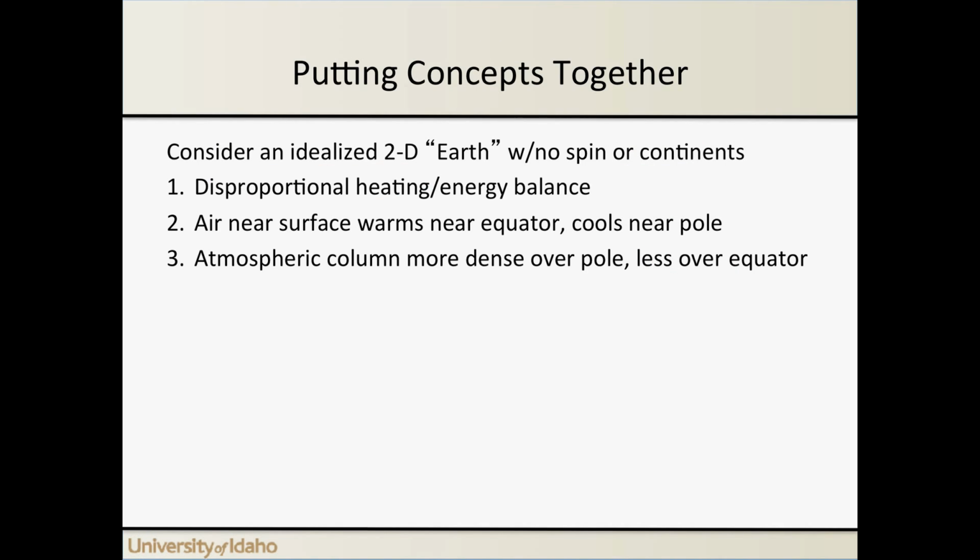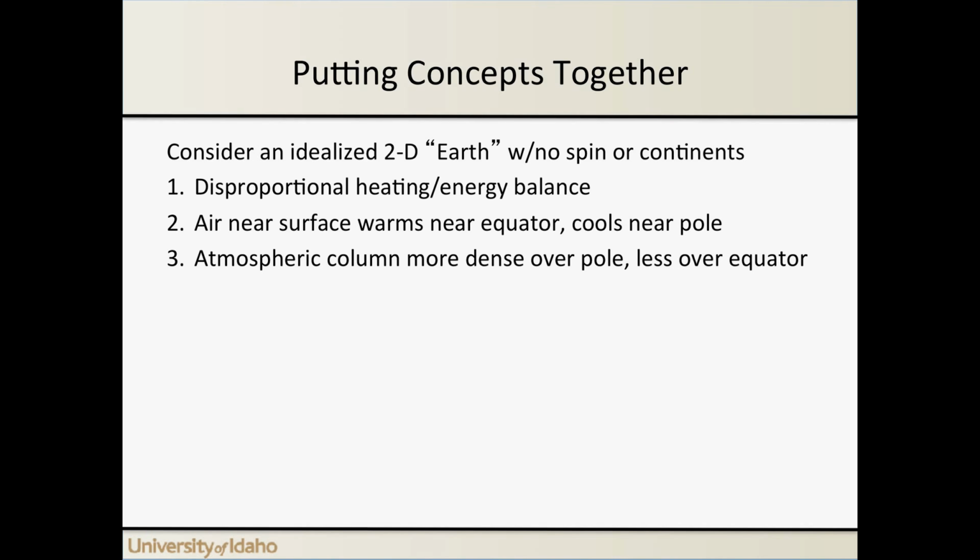So we put these concepts together and we can think about an idealized Earth, and this Earth has no spin, there are no continents. We have this disproportionate heating, or an energy imbalance, where we have a surplus of energy in the tropics and a deficit at the poles.